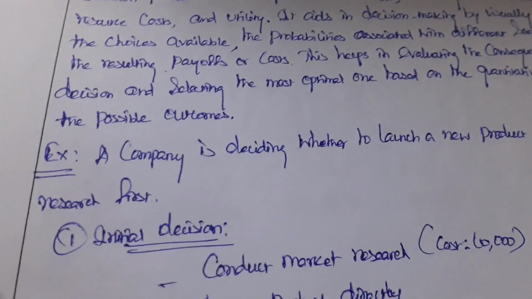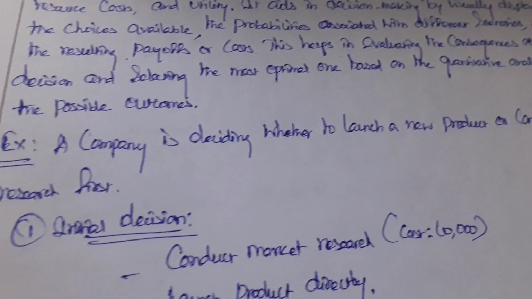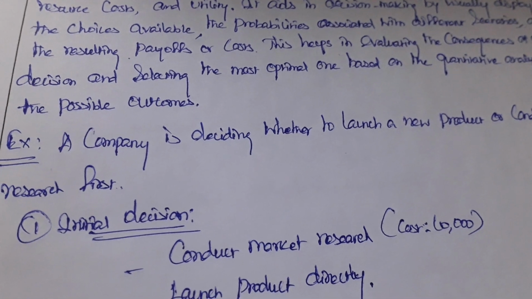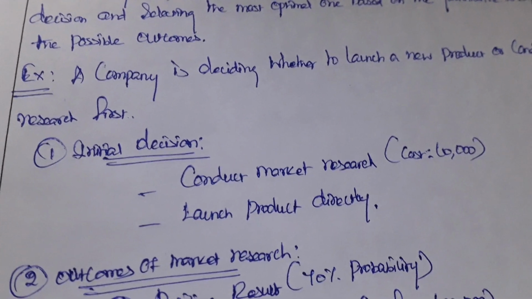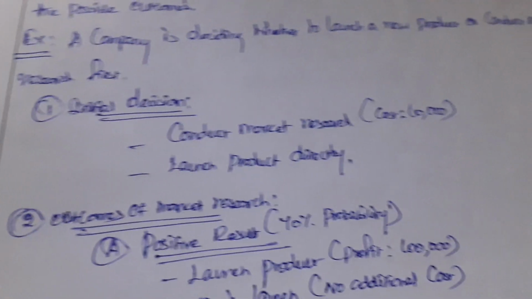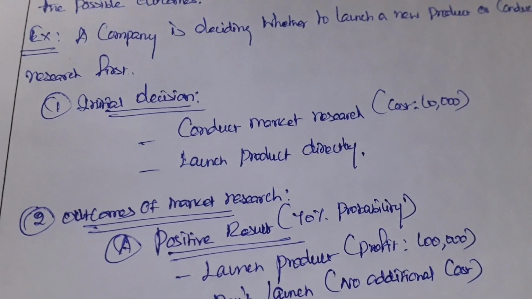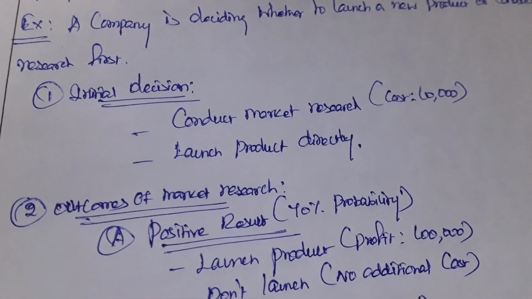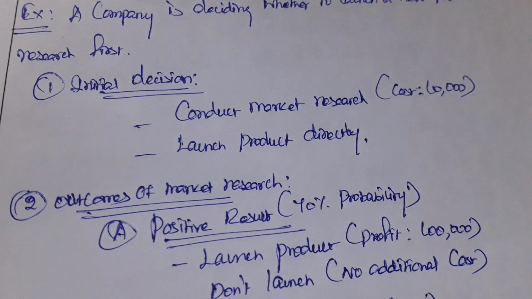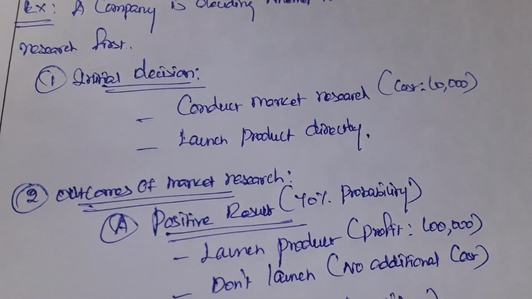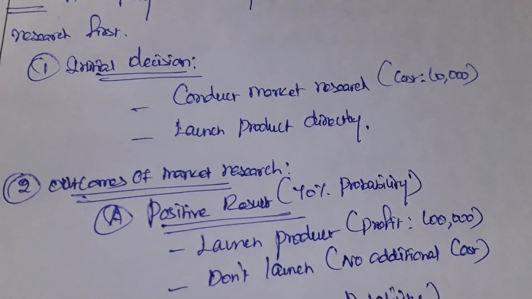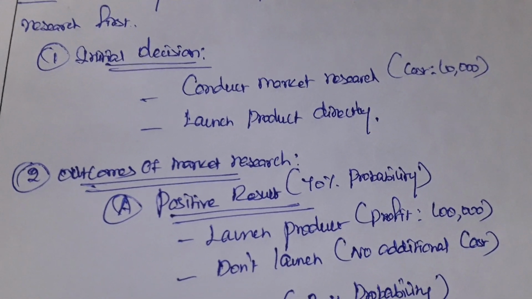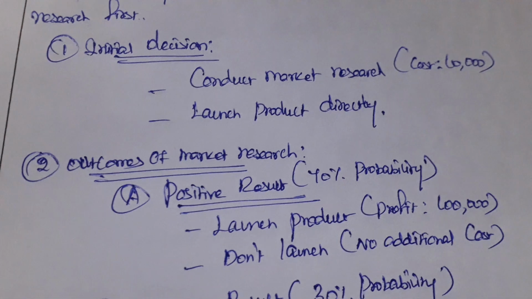Example: a company is deciding whether to launch a new product or conduct market research first. So we need to decide which one we have to implement first. The first initial decision is to conduct market research, for which we have to incur a cost of 10,000, or launch the product directly.